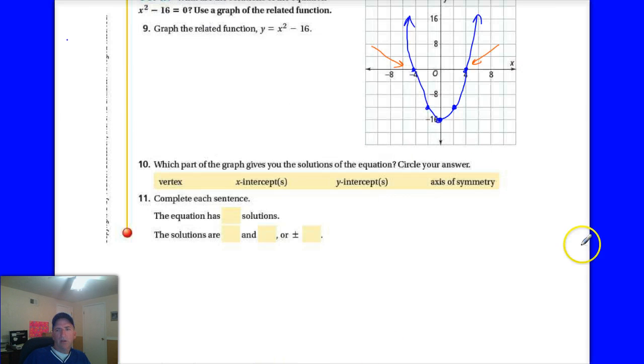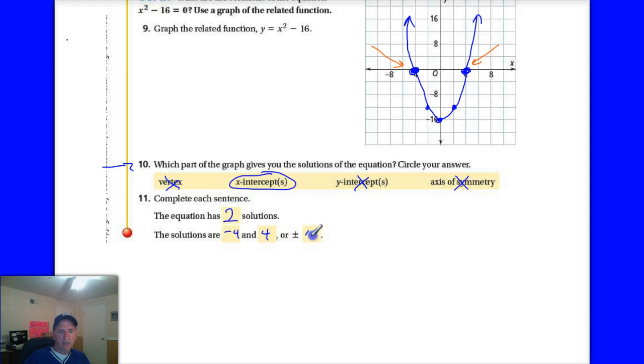And this particular problem says, number 10, let's continue. Which part of the graph gives you the solutions? Well, the vertex is not the solution. The x-intercepts, those are the solutions. Not the y-intercepts and not the axis of symmetry. So this particular problem has 2 solutions. The solutions are negative 4 and 4 because it crossed the x-axis at negative 4 and 4.